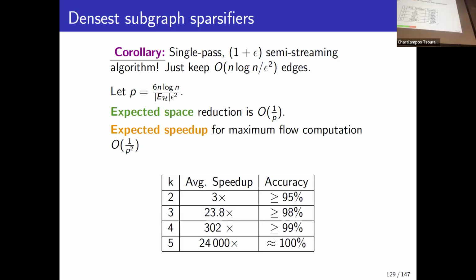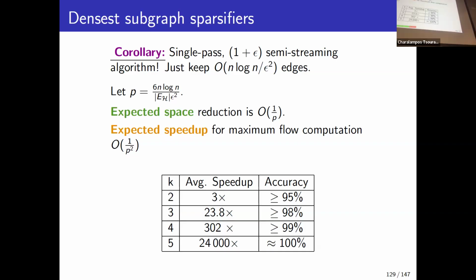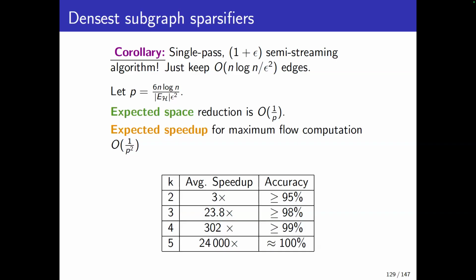So what do we see? Let me show you something. First of all, if you sparsify with p, you get space reduction 1 over p. And if you assume you do maximum flow, the speedup is 1 over p squared, depending, of course, on the black box max flow algorithm that you use.